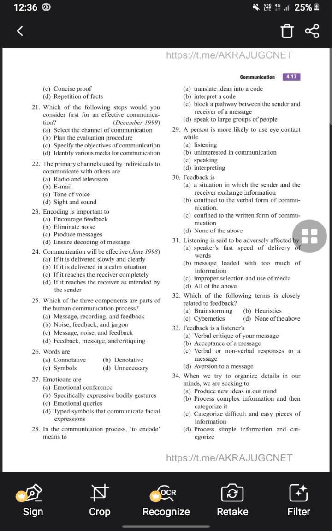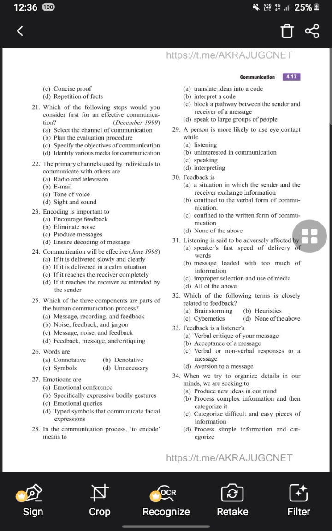Now, feedback is a situation in which the sender and the receiver exchange information. That is the feedback. Listening is said to be adversely affected by D, all of the above. Which of the following terms is closely related to feedback? Thirty-two is C, cybernetics is closely related to feedback. Feedback is a listener's, thirty-three is C, verbal or non-verbal response to a message.